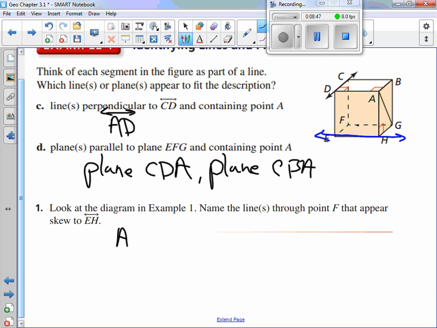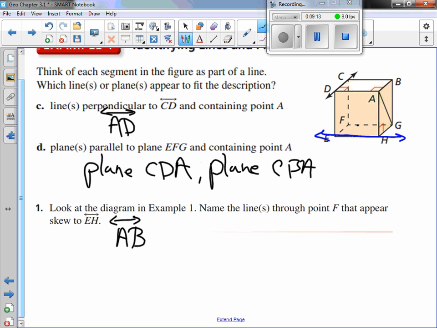A and B, yes. A and B would definitely work. A and C, we would have to make a line that would go through those two points. It's not something that's already given to us. D and G would not work, they're not already connected. We're not going to make lines, we're just going to name the ones that are there.